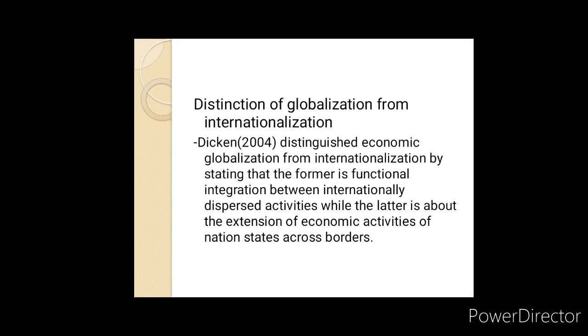The distinction of globalization from internationalization. Dicken, in 2004, distinguished economic globalization from internationalization by stating that the former is functional integration between internationally dispersed activities, while the latter is about the extension of economic activities of nation states across borders. In other words, globalization refers to the processes by which a company brings its business to the rest of the world, while internationalization is the practice of designing products, services, and internal operations to facilitate expansion into international markets.